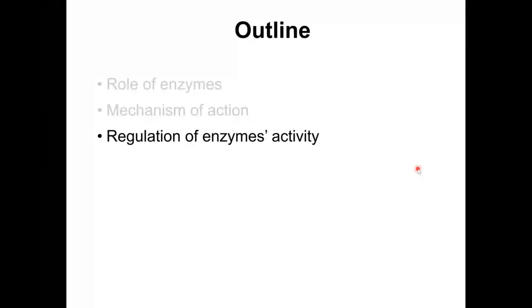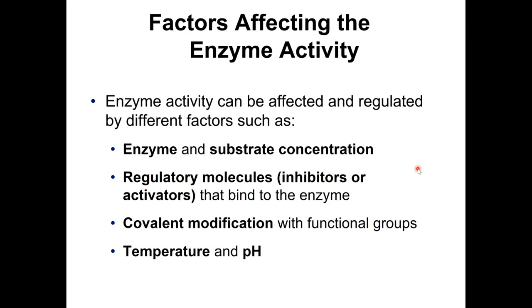And the last part we're going to talk about is the mechanism through which the activity of the enzyme can be regulated. So what factors can affect the activity of an enzyme, and how can they be used by the cell to control ultimately the speed of a reaction? There are different factors that can affect the activity of an enzyme, and therefore how fast the enzymatic reaction can take place. Can it be slowed down or accelerated or stopped and so on?